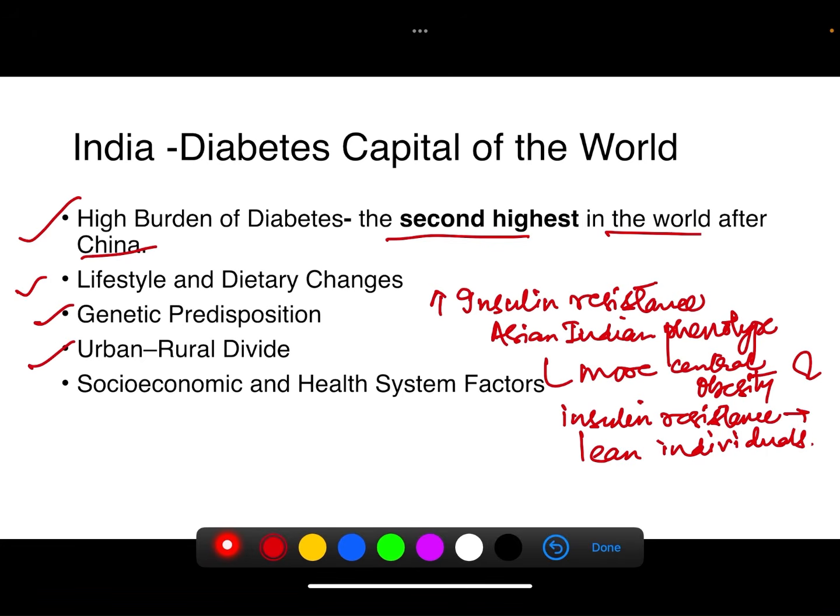Next is the urban-rural divide. Urban areas show a higher prevalence than rural areas due to lifestyle changes, but now the rural cases are also rising fast due to modernization. There are socioeconomic and health system factors. There is a large burden of diabetes cases who are undiagnosed, and they ultimately present with a complication leading to increased morbidity and mortality due to complications and more out of pocket expenditure.